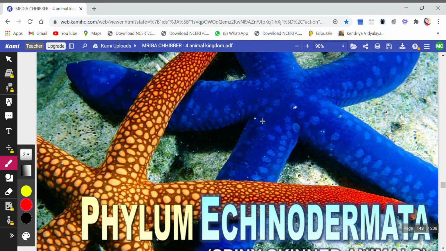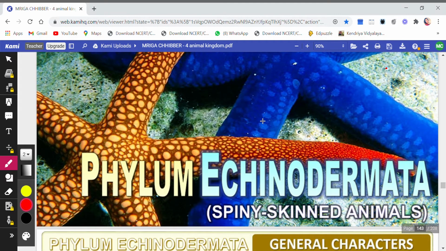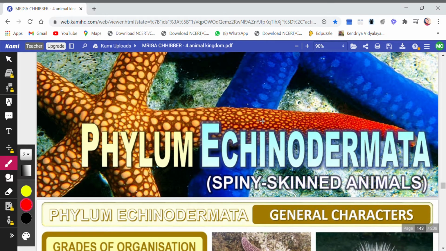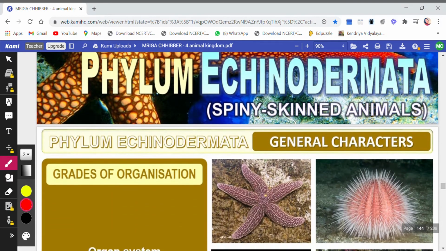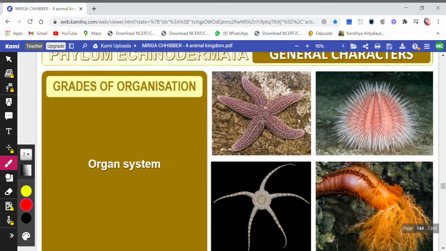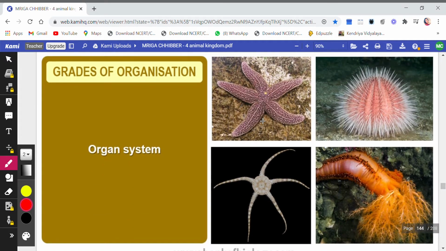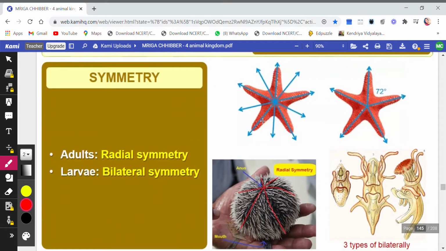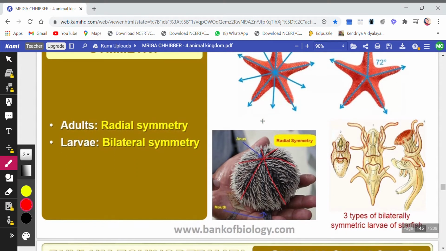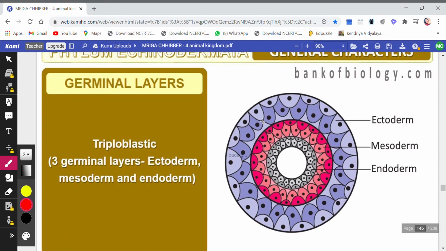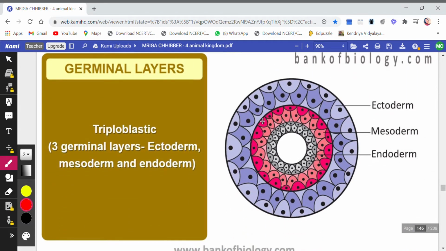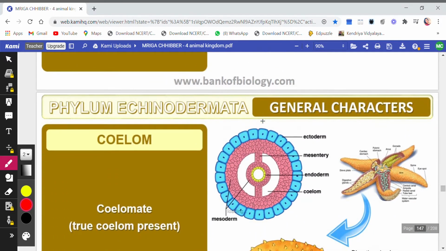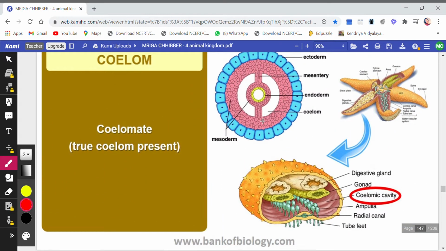The next phylum that we are going to do in this category is Echinodermata. They are generally spiny skinned animals. General characteristics: organ system level of organization. Symmetry in adults is radial, but during the larval stage it is bilateral symmetry. Triploblastic animals having three germ layers. Body cavity is present. They are coelomate.